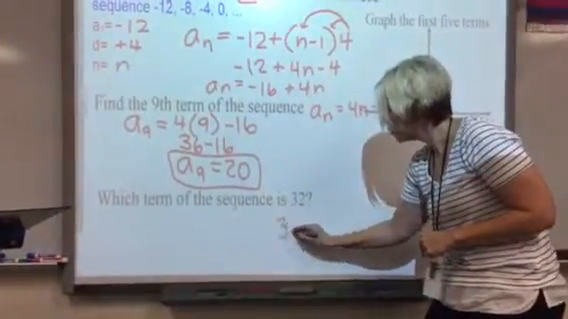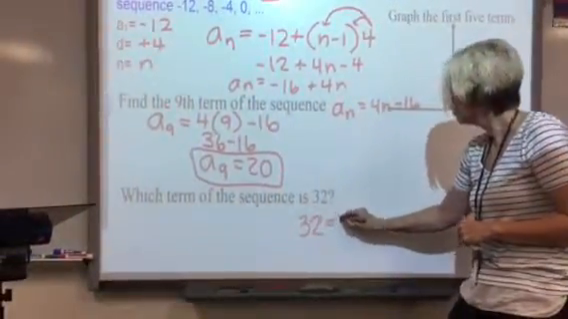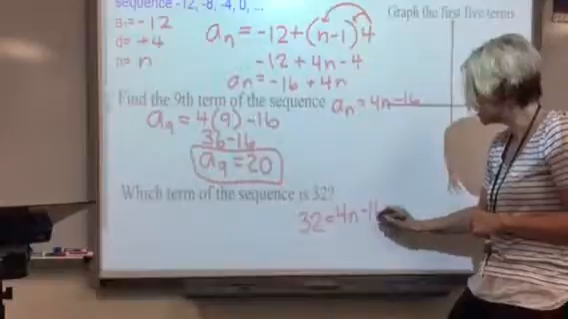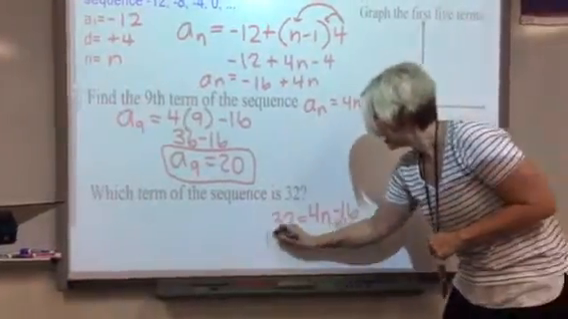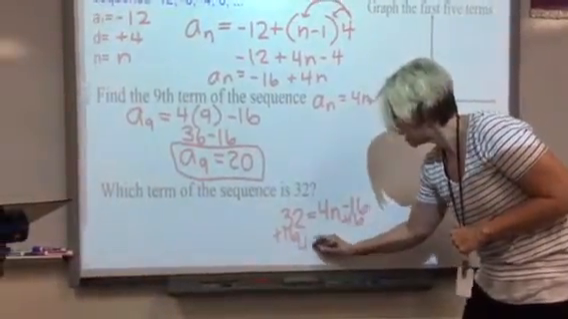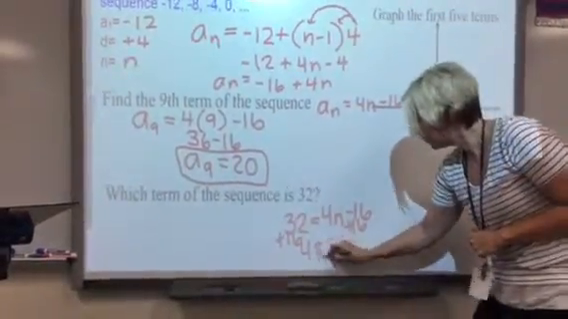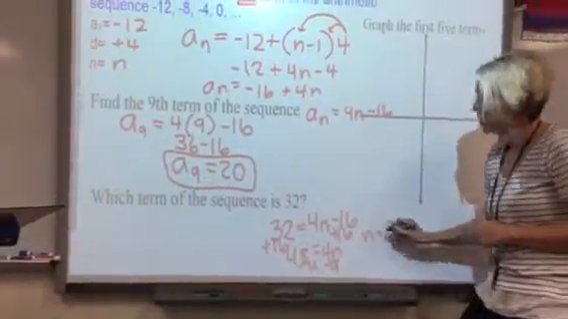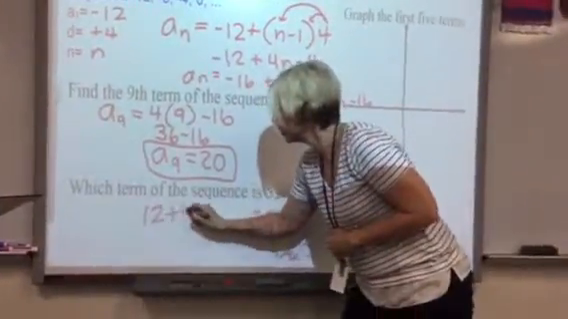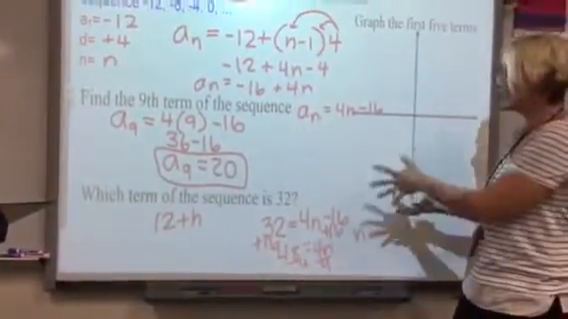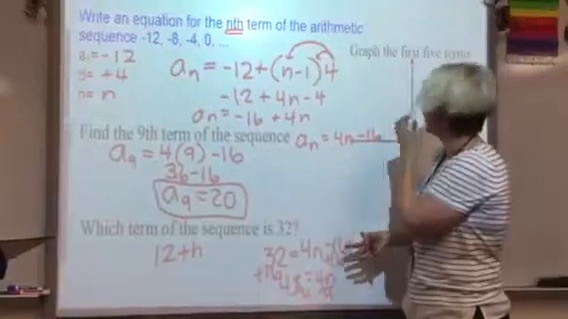So which term of the sequence is 32? Well, I would say 32 then is equal to 4n minus 16. Add 16, and you get 48 is equal to 4n. So n, when you divide by 4, n would be 12. So the 12th term would be 32. Please watch that again if you're not understanding.